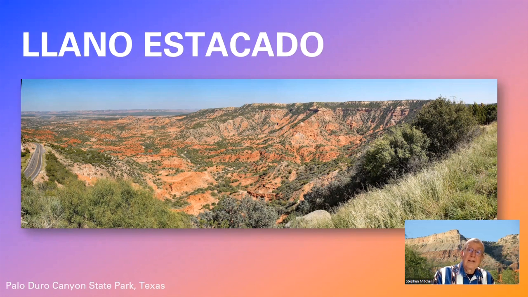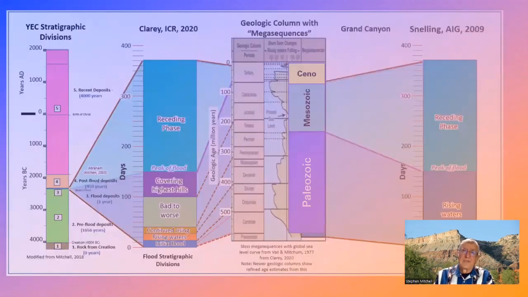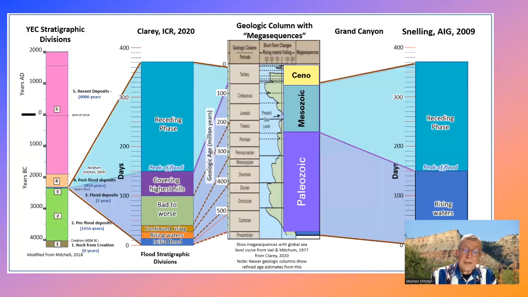In part one, as with this slide, I showed some of the most popular young Earth creationist interpretations of the rock record. I showed how zone 3 is what they would interpret as the rocks that were deposited by Noah's flood over the course of 1 year.